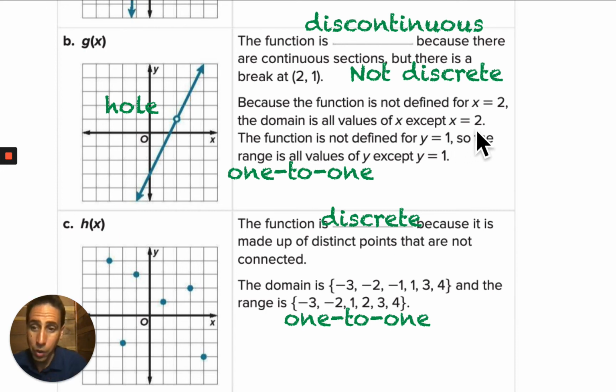X equals 2 is the one number that is not paired with a y value, so it's not in the domain. The function is not defined for y equals 1, so the range is all values of y except for y equals 1. Same thing. What are the collection of all y values? Well, it's all real numbers except the number 1. Like imagine a number line where the number 1 has just been removed.